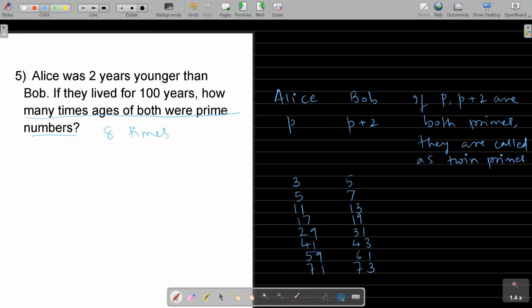Sir, 79 will not come. 81 is 9 square, so 81 is not prime. You have the list of prime numbers with you. So that's it, we get 8 pairs between 1 to 100: 3, 5; 5, 7; 11, 13; 17, 19; 29, 31; 41, 43; 59, 61; 71, 73.